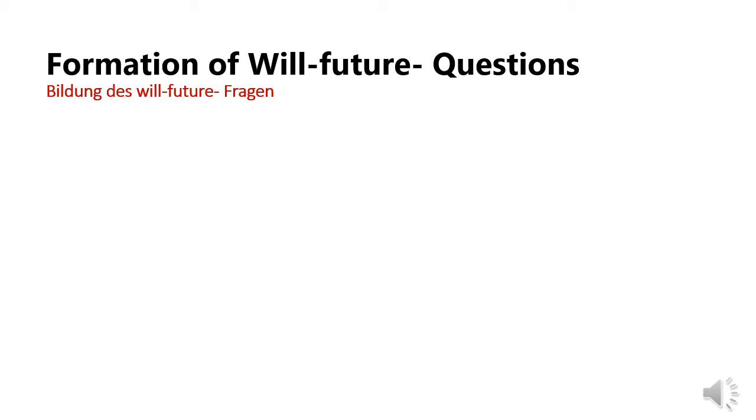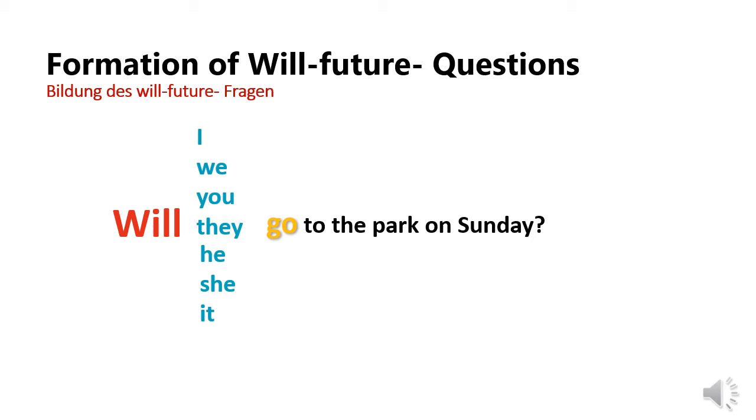Formation of the will future with yes-no questions. For yes-no questions, the procedure is just like it is in most verb tenses in English. We'll move the modal verb to the initial position of the sentence, followed by the subject, and then the main verb. Just as you may see in this example, will I, we, you, they, he, she, it go to the park on Sunday?